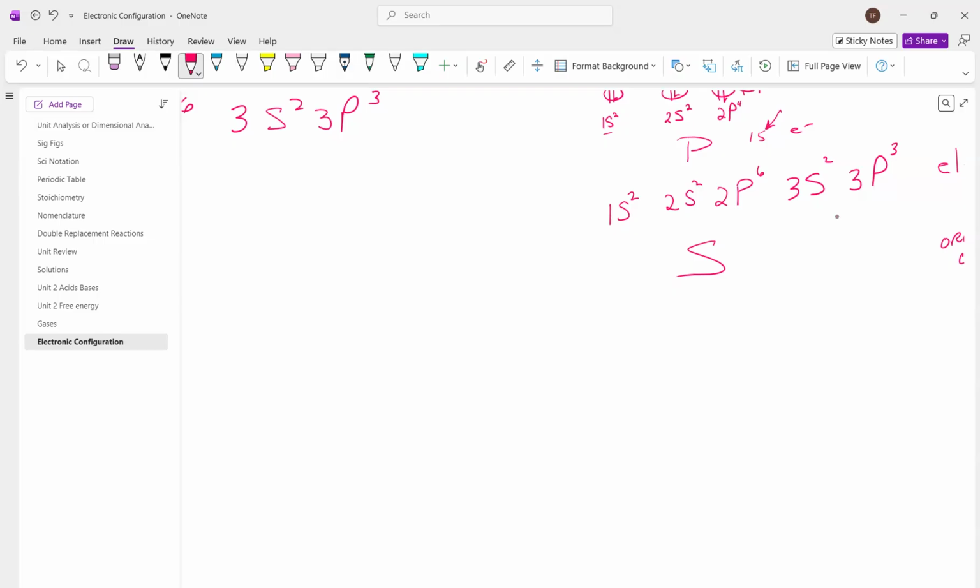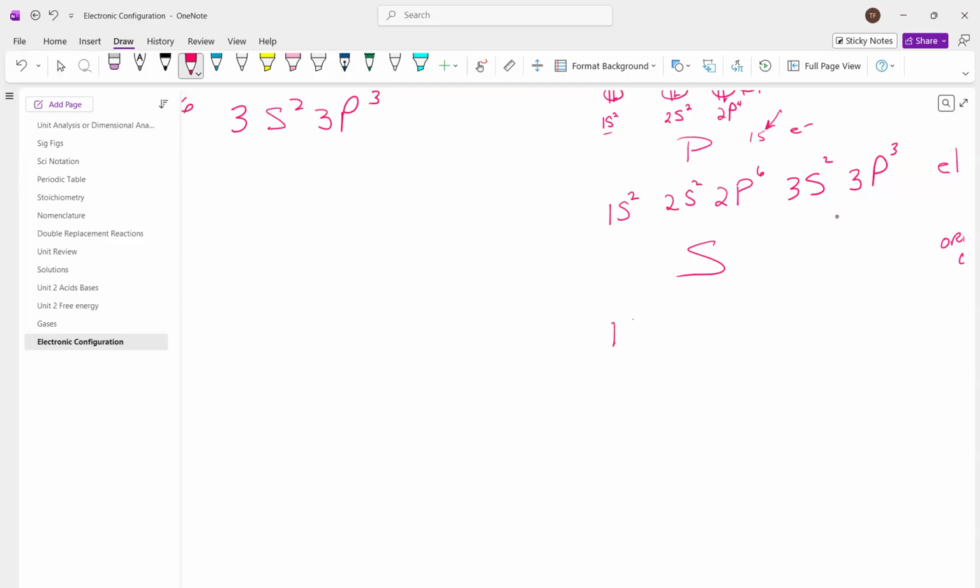Yeah, well, let's look at sulfur. Sulfur is next to P on the periodic table. It's right over here to the right. That means it has one more electron than phosphorus. So instead of 3p3, it's going to be 3p4. Otherwise, it's exactly the same.